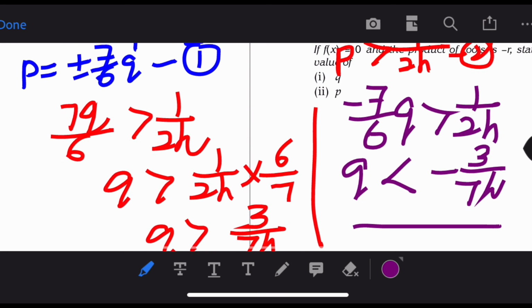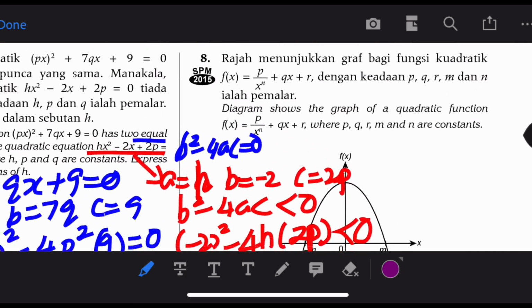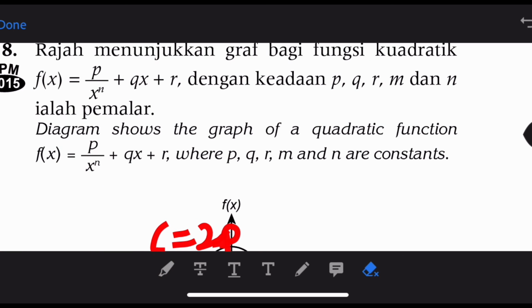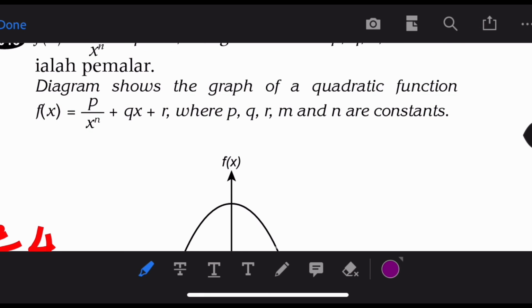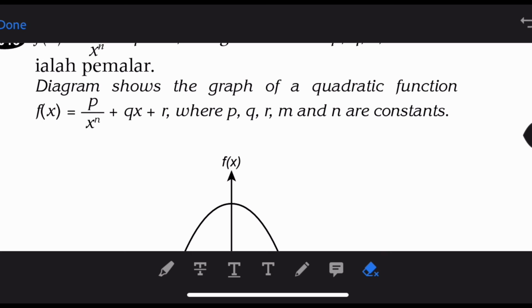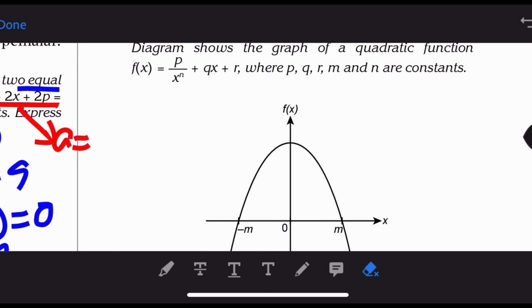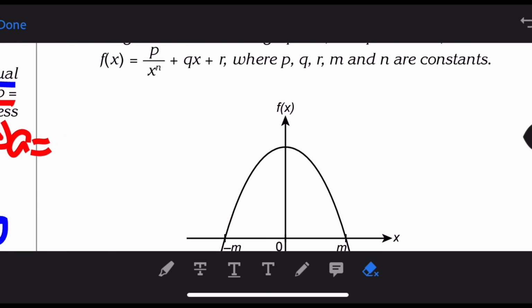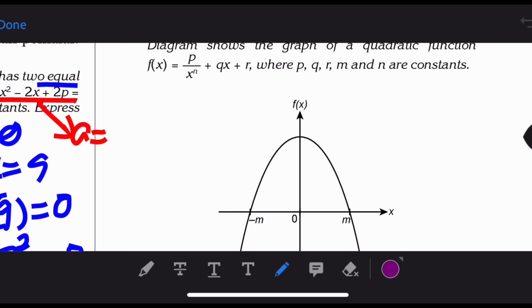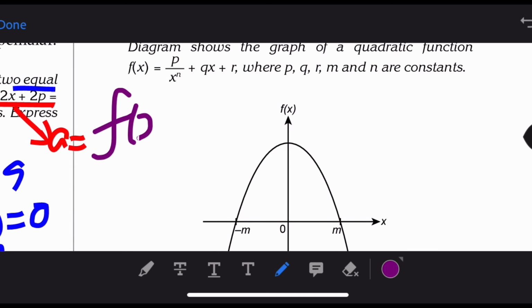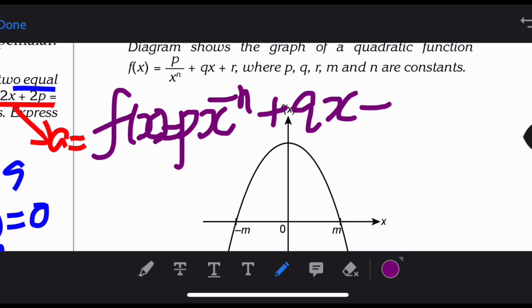So this is question number 7, which is a bit challenging. Let's proceed to question number 8. Question number 8 is actually about the quadratic function, right? Let's see. The diagram shows the quadratic function. So let's erase. We have a quadratic function f(x). Let's write it down like this: f(x) equals p x to the power of n plus qx plus r.